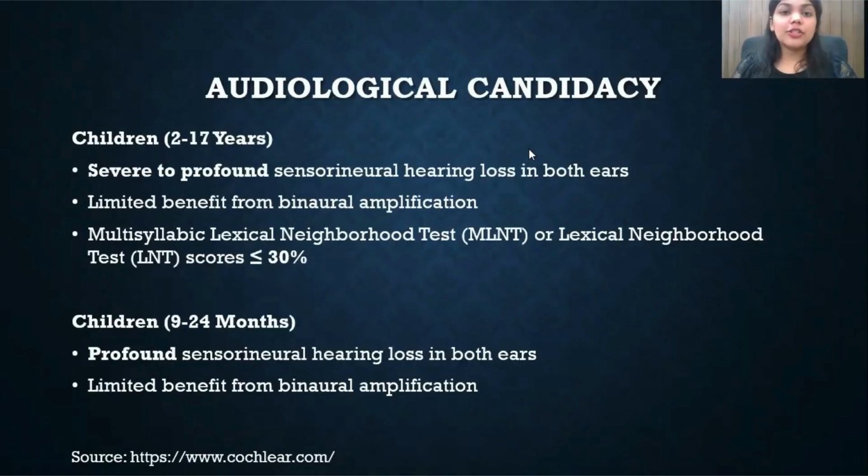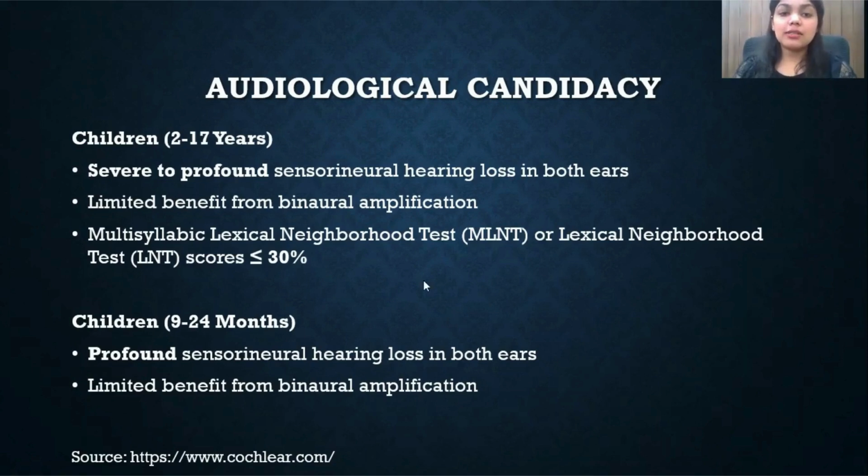Coming to the audiological candidacy, it is very important while considering a cochlear implant. This applies differently to children as well as adults. In children from 2 to 17 years, a bilateral severe to profound sensorineural hearing loss can be considered good candidacy for a cochlear implant, and the child should be benefiting very little or not at all from using binaural hearing aids.